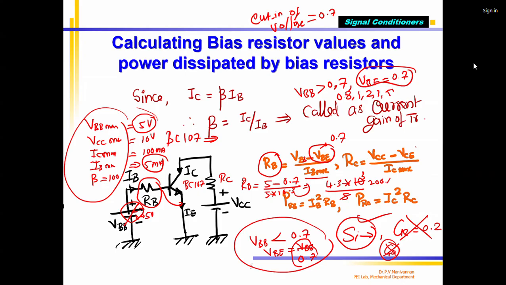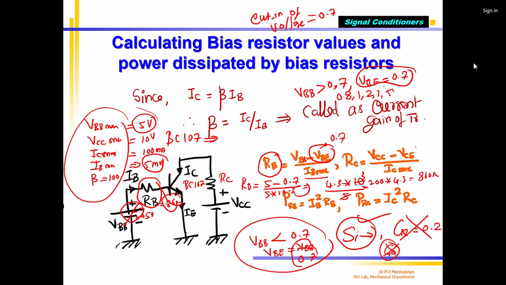Correct? 200 into 4.3 is nothing but 860 ohms. Correct? So my RB equals 860 ohms. This is how they call designing the amplifier: finding the RB value based on VBB max and IB max.